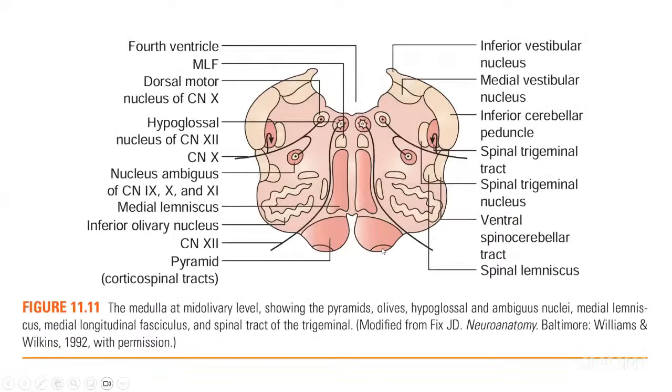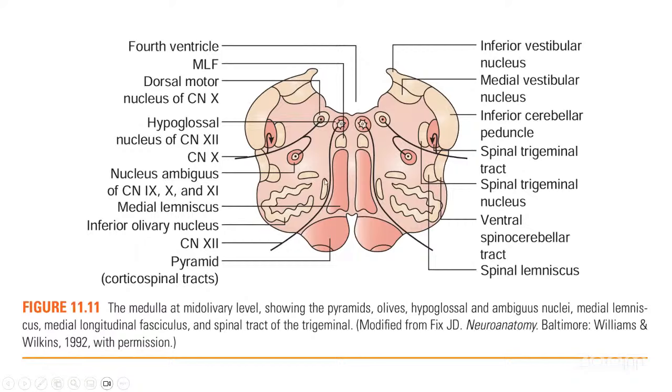This is the cut section of the medulla. In the medulla, we can see in the midpoint these are the pyramidal tracts, medial lemniscus, MLF, and hypoglossal nerve. This is the hypoglossal nucleus, cranial nerve 12, and this is the dorsal motor nucleus of cranial nerve 10.